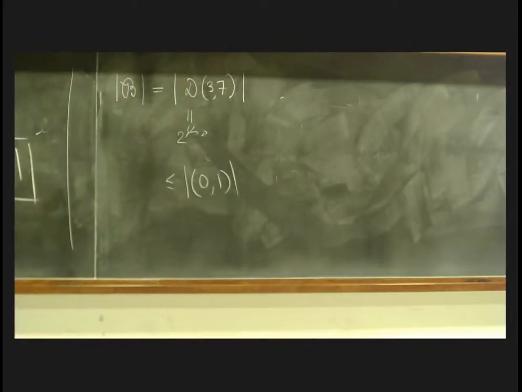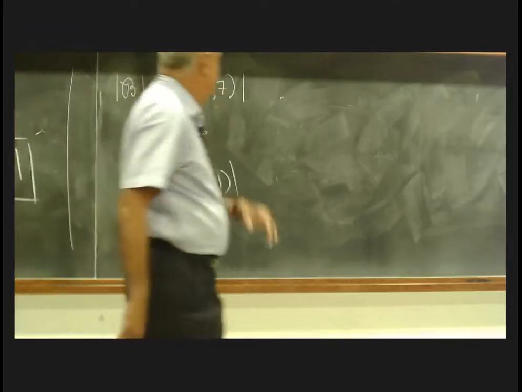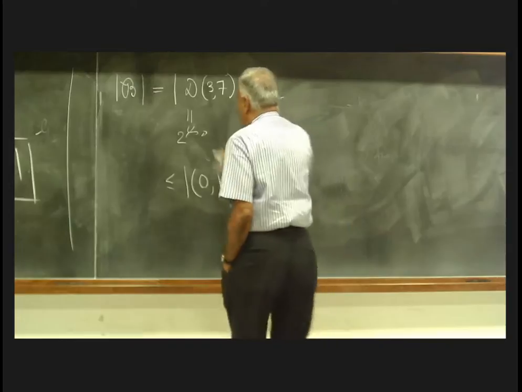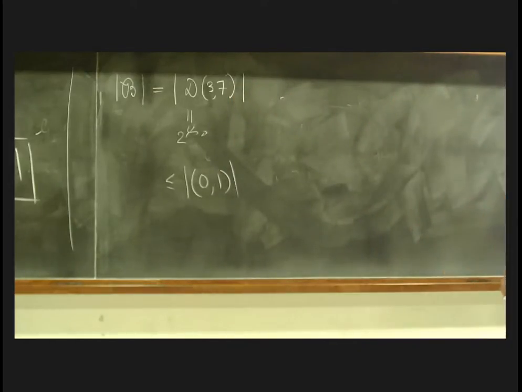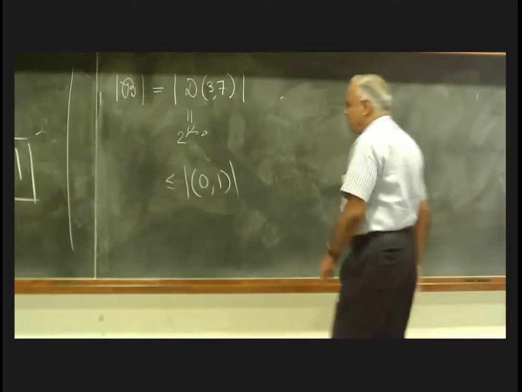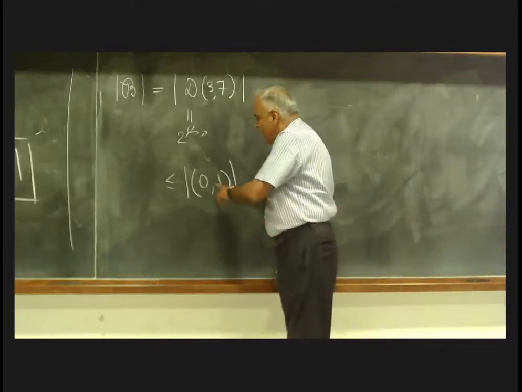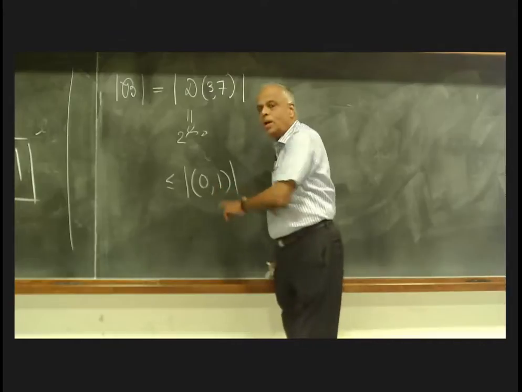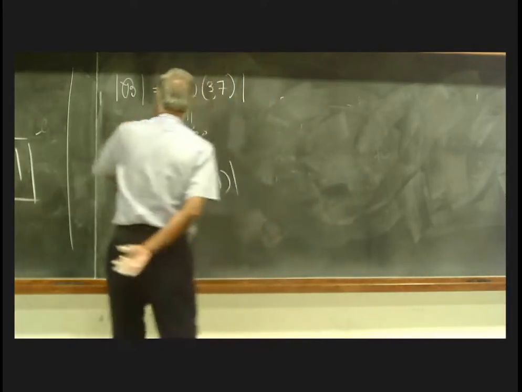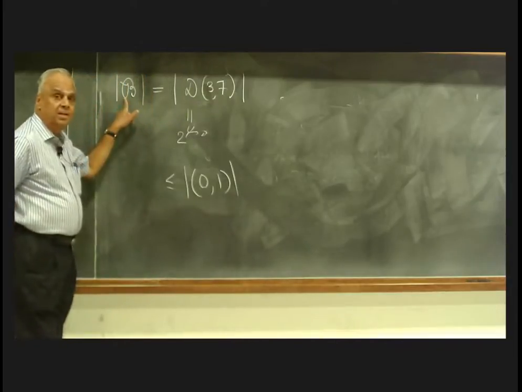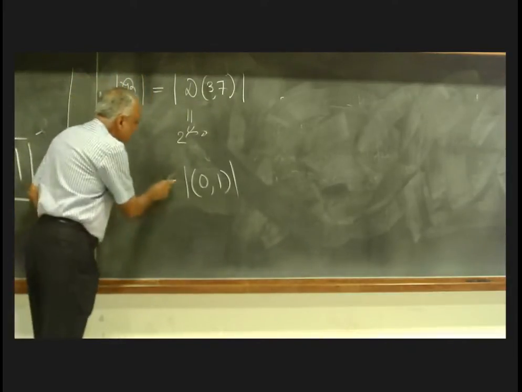Because the 3-7 set is a special collection of numbers between 0 and 1, only those which involve 3 and 7. But the interval 0 to 1 may have other numbers also. So this cardinality is at most this. Now I will do a very quick cheating, removing certain technical details. But every number between 0 and 1 has a binary expansion, and therefore it will be identified with that. So there will be an equality.